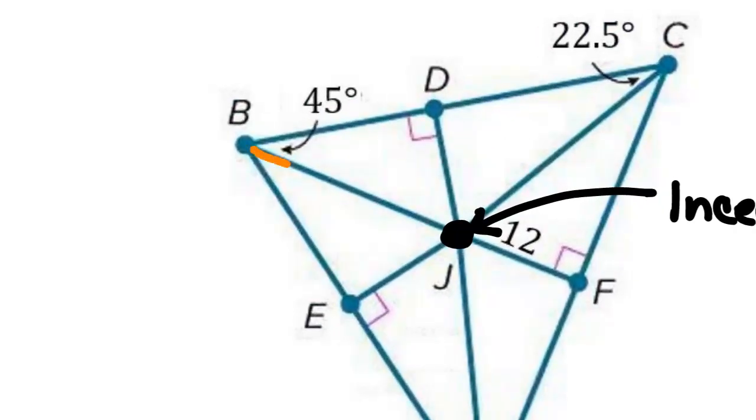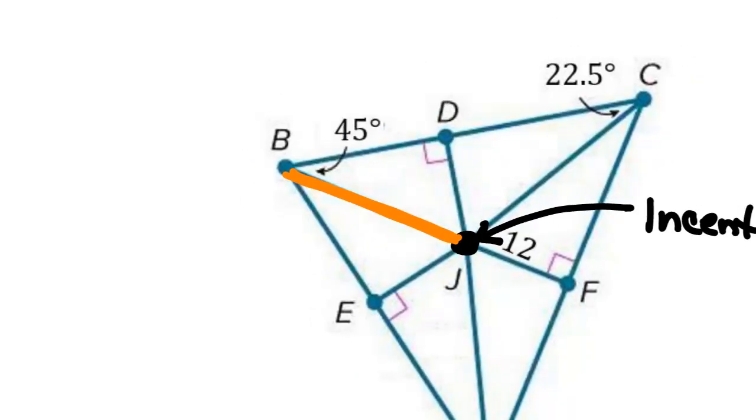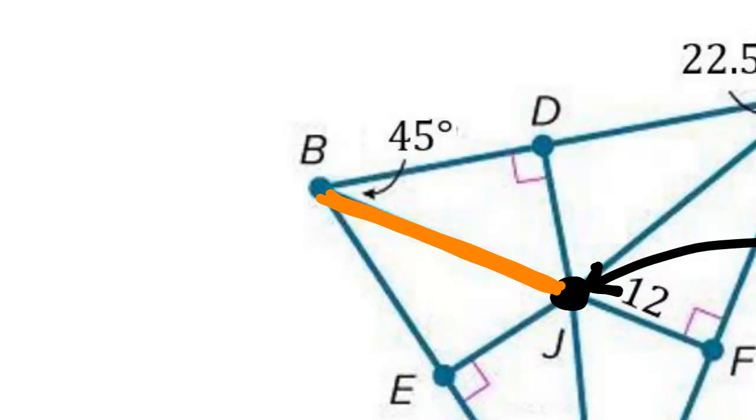So give me the name of one of the angle bisectors in the picture. BF. Technically BJ. I know it looks like BF. That's just the way the drawing is. So we go from the corner to the incenter. That's an angle bisector.